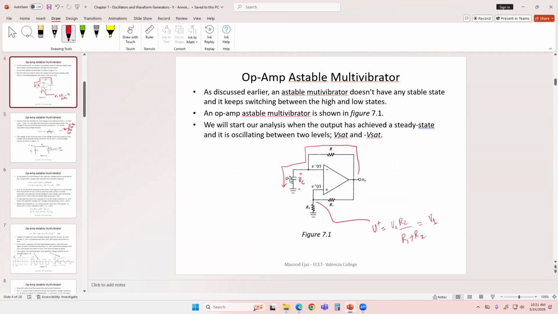And since the capacitor resists the change of voltage, once the output goes from negative VSET to positive VSET, the capacitor is not going to change instantaneously. It is still going to show the voltage negative V1, and then it's going to start changing slowly. So that's your initial condition.